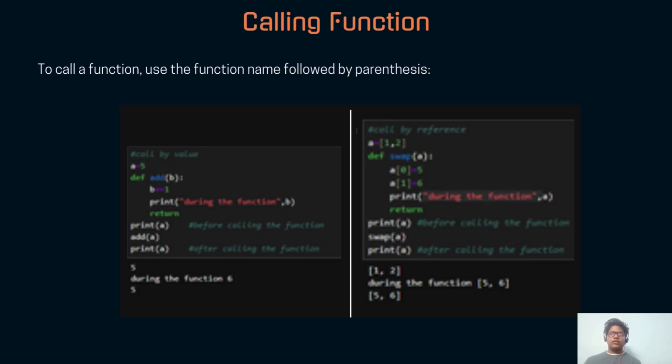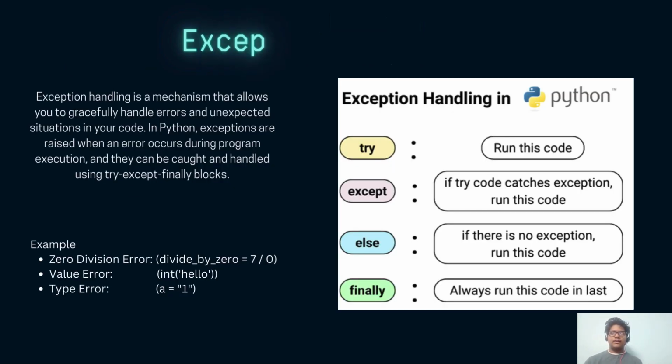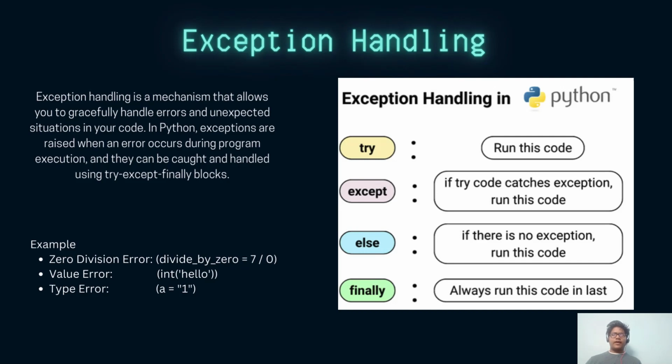Now let's move on to the next topic, that is exception handling. Exception handling is a mechanism that allows you to gracefully handle errors and unexpected situations in your code. In Python, exceptions are raised when an error occurs during program execution, and they can be caught and handled using try, except, finally. Try, except, and finally are the keywords, and we have to give these keywords with a colon.